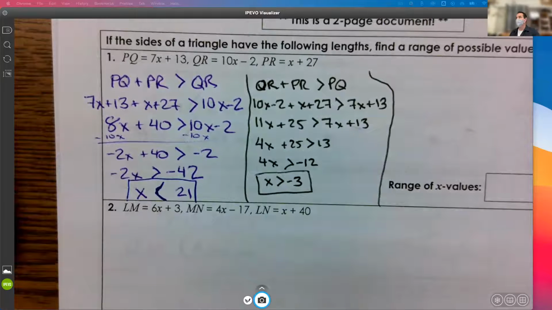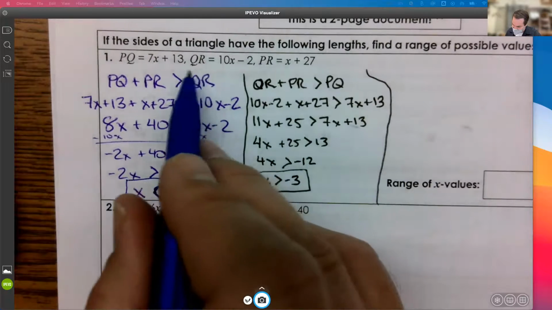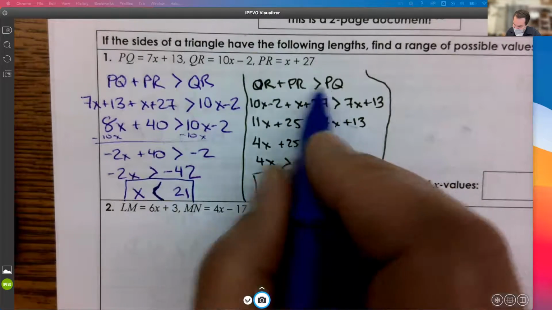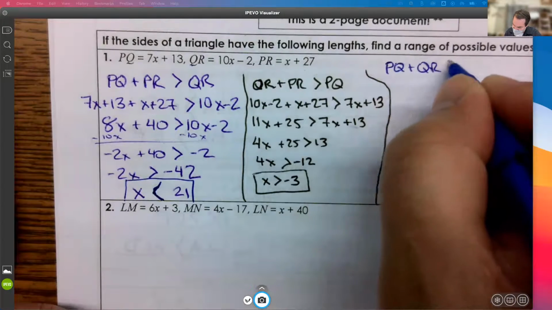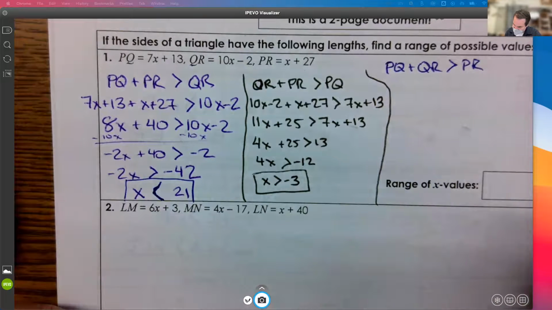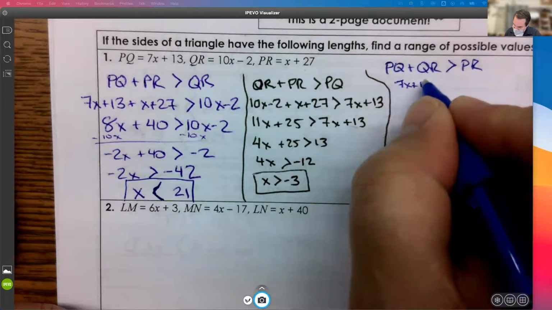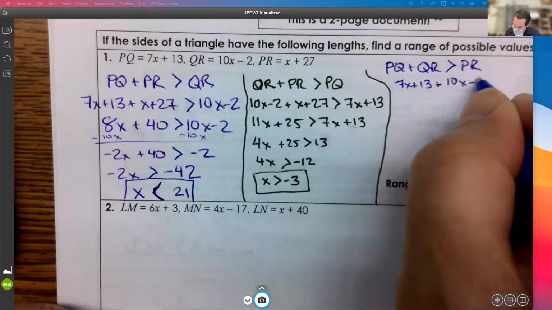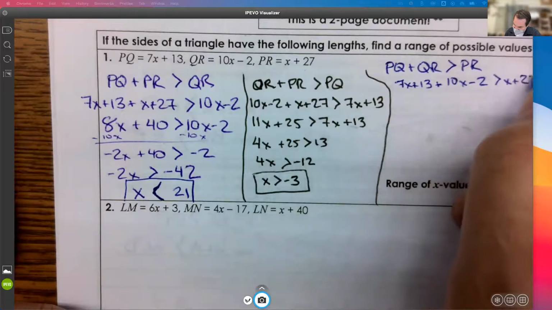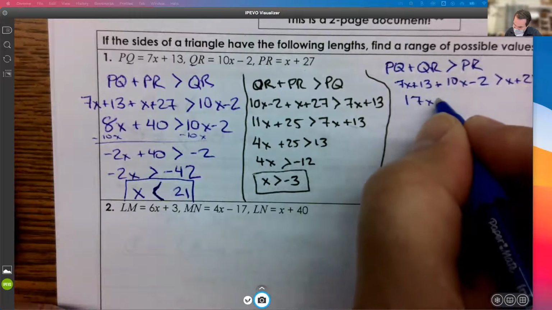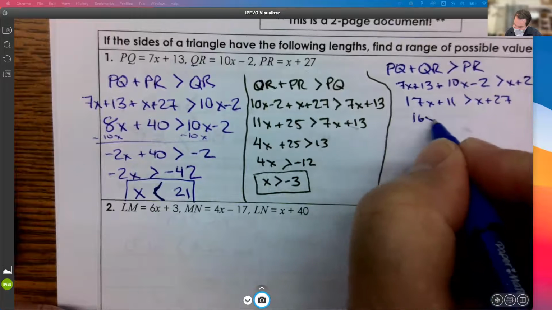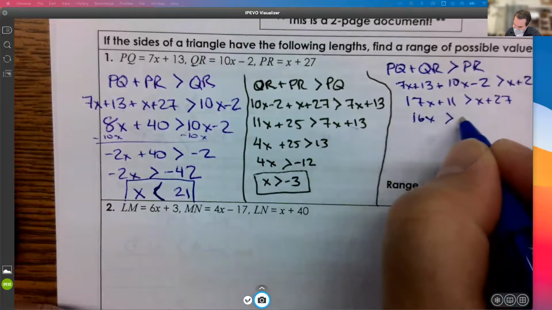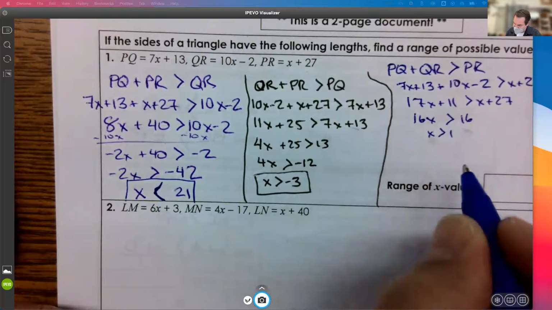That gives me a second range, but have I really tried all options? I said that QR could be the biggest, or PQ could be the biggest, but what about PR? It's possible that PQ plus QR has to be bigger than PR. So 7x plus 13 plus 10x minus 2 has to be bigger than x plus 27. 17x plus 11 has to be bigger than x plus 27. 16x has to be bigger than 16. So x has to be bigger than 1.